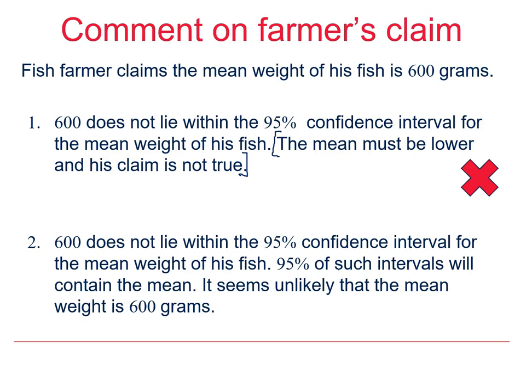What we do know is that 600 doesn't lie within the 95% confidence interval, and 95% of such intervals will contain the mean, so it seems unlikely that the mean weight is 600. In fact, it looks as though the mean is probably lower than that.